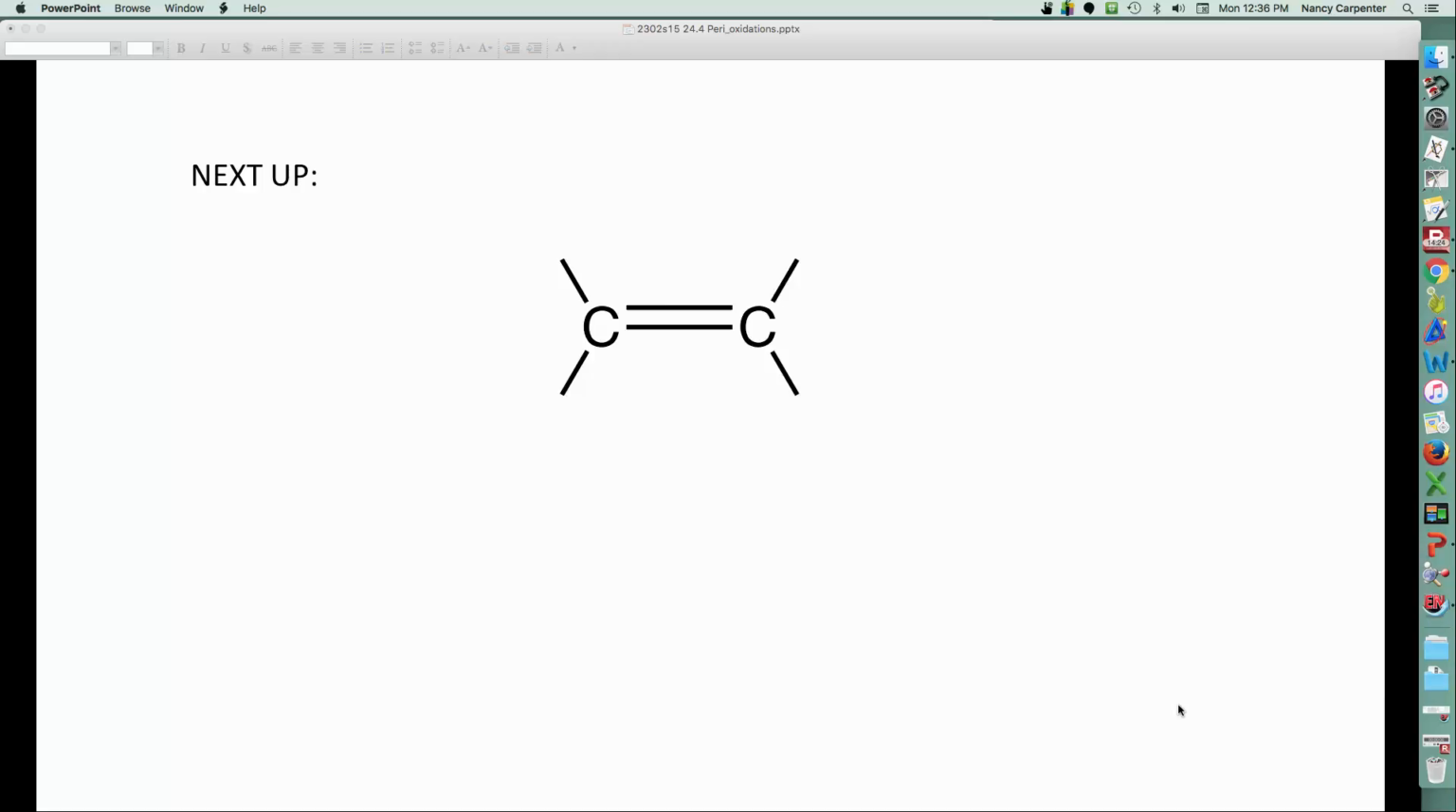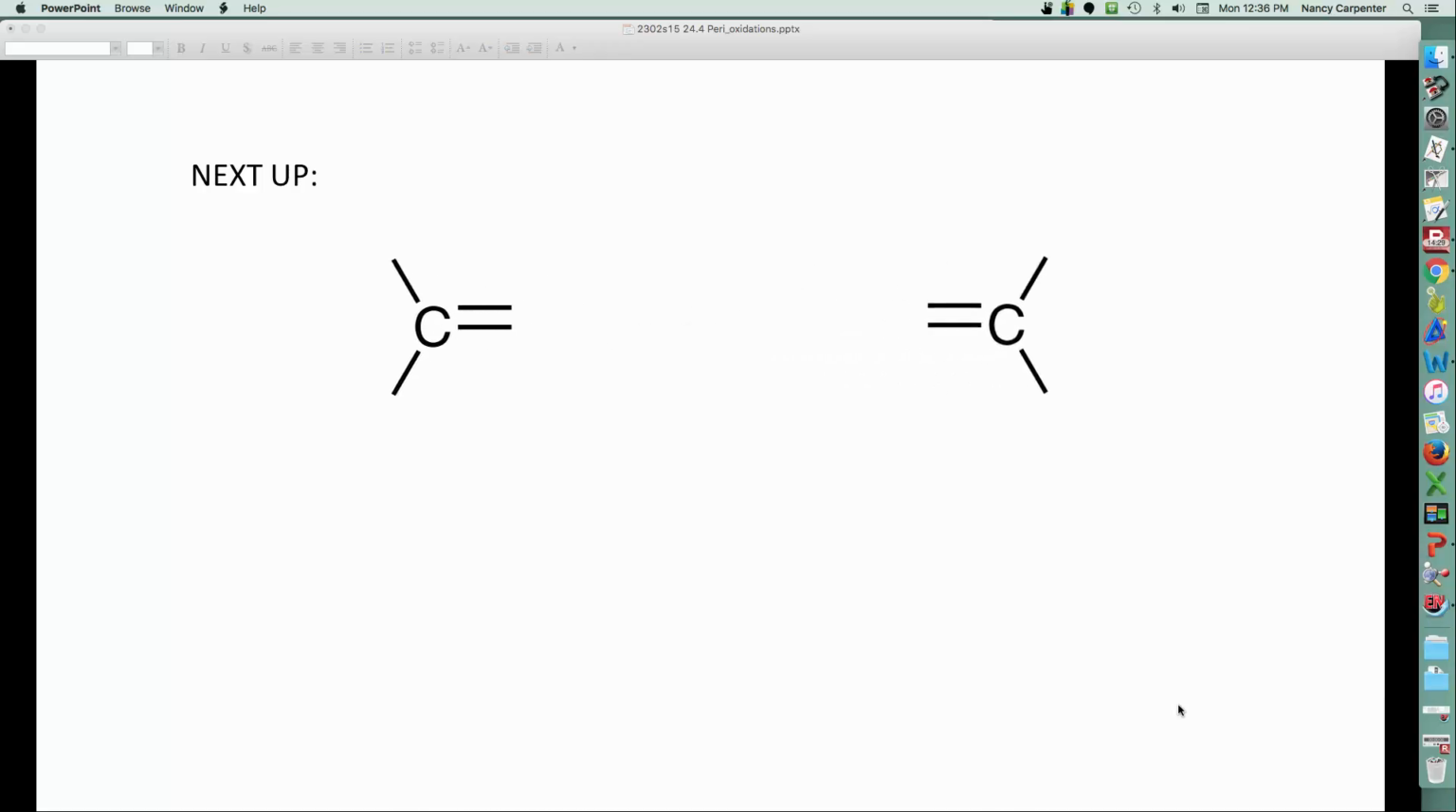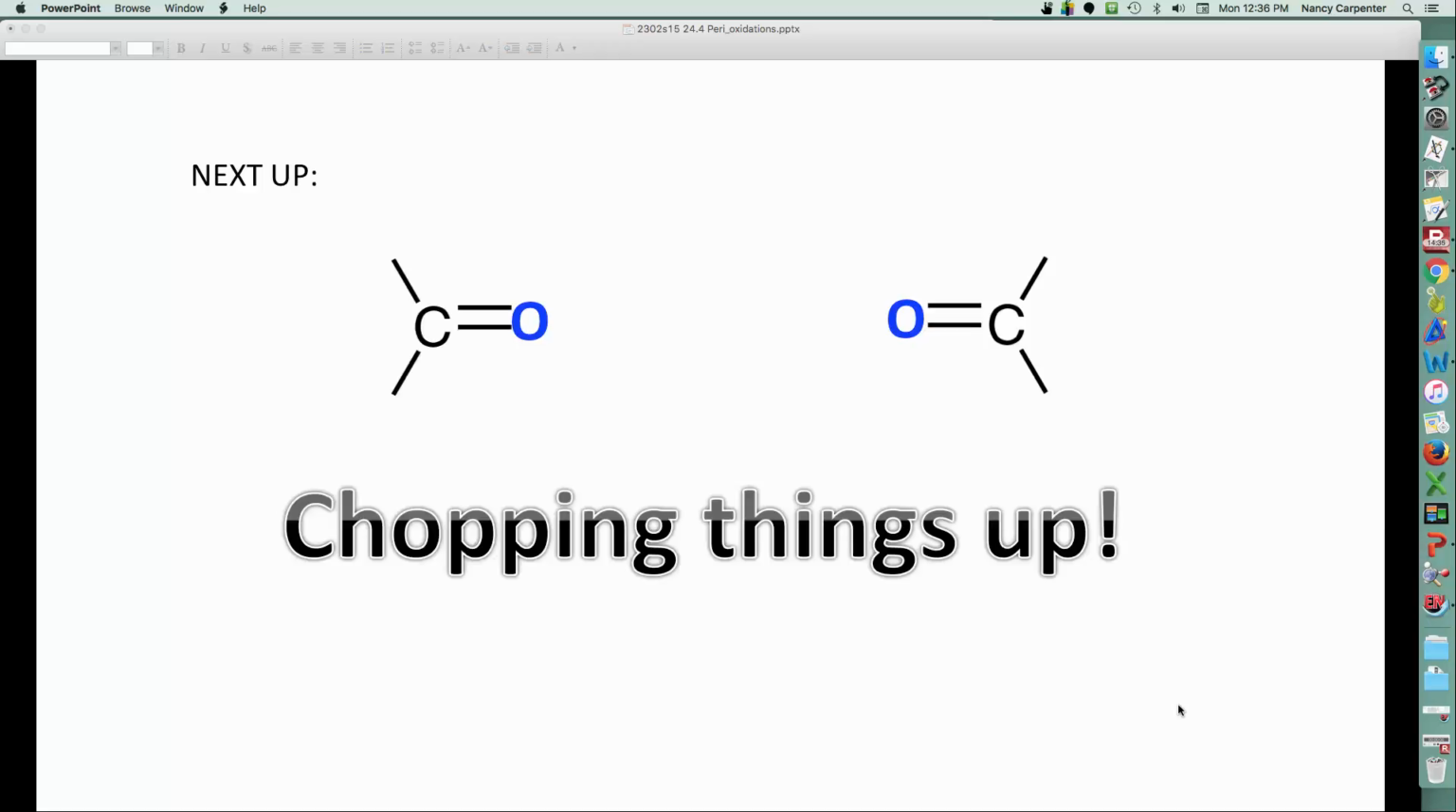Next up, another incredibly cool oxidation where we tear apart a double bond and plop a couple oxygens on, chopping things up by ozonolysis.